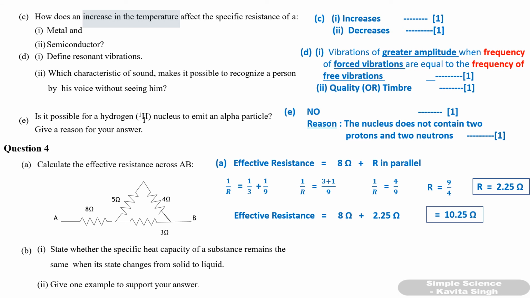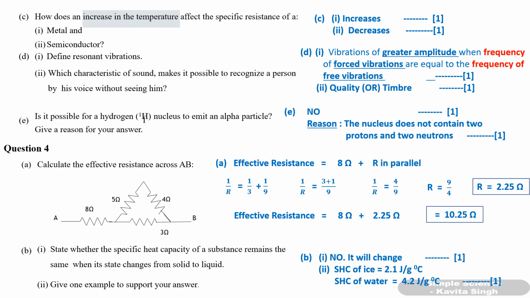Next question, 4B, first part: state whether the specific heat capacity of a substance remains the same when its state changes from solid to liquid. So first part is state whether the specific heat capacity of a substance remains same or not when it changes its phase. So what do you say? Does it remain same? No. So it does not remain same. First part, it will change.